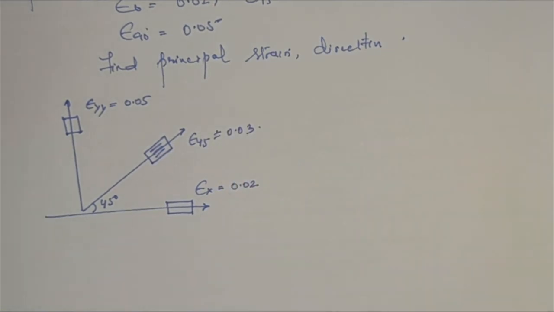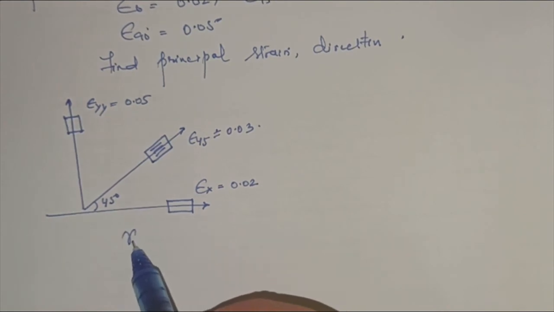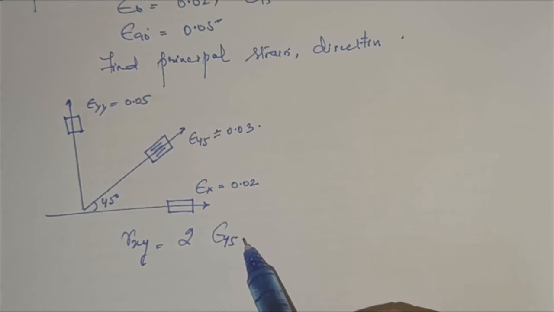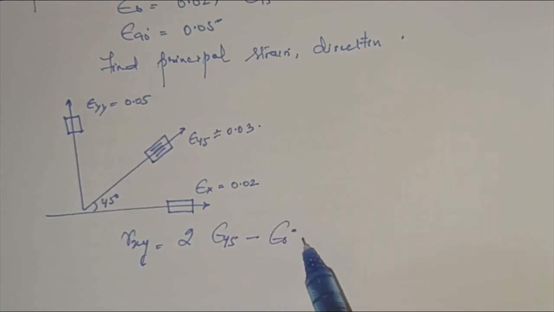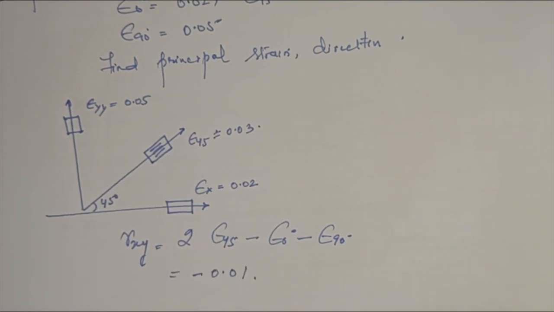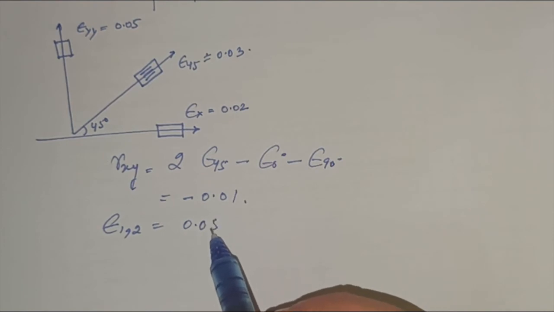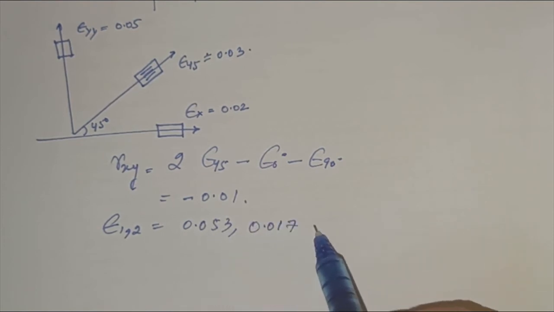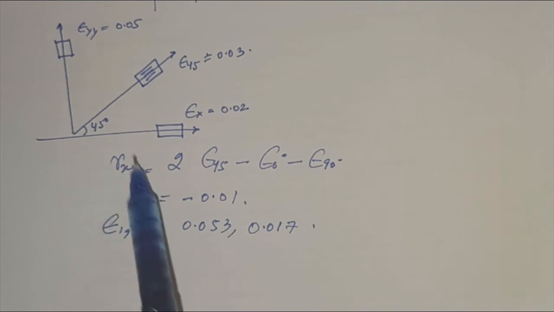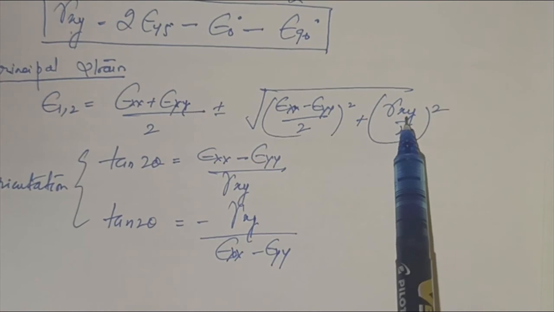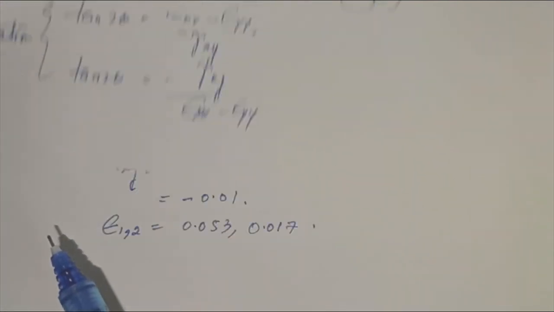0.03. So if you put it in the gamma xy equation, 2 times epsilon 45 minus epsilon 0 minus epsilon 90, this will give you minus 0.01. So you can obtain the principal values, and these will be 0.053 and 0.017. So once you have obtained shear, you can use this equation directly, put the value of shear here, obtain epsilon 1, 2.